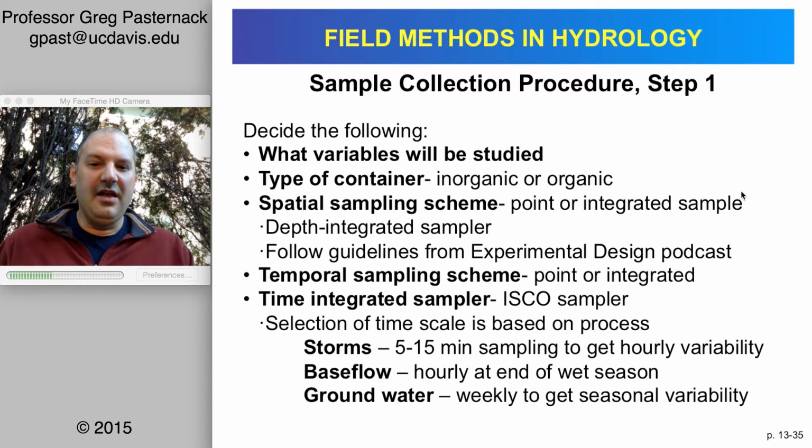So the first thing for sample collection is to answer these questions for yourself. What variables am I going to study? Because then that leads to the next set. It's kind of like a decision tree. Well, I have to choose the type of container. For example, am I going to choose a glass container, a metal container, or a plastic container? And why does that matter?